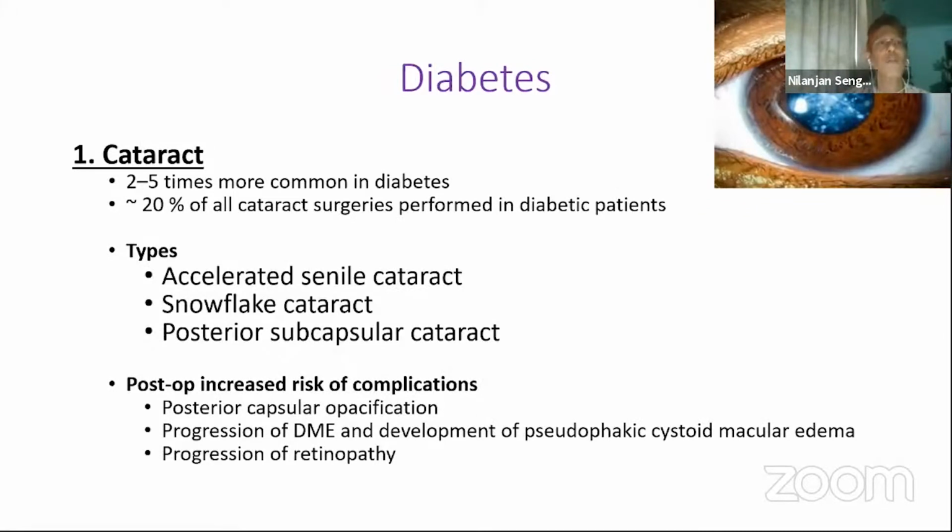So cataract is 2 to 5 times more common in patients with diabetes than without. And diabetic cataract may be of 3 types. The accelerated senile cataract that is common. We have patients with type 2 diabetes who develop senile cataract on an average a decade earlier than their non-diabetic counterparts. Especially in type 1 diabetes, periods of poor glycemic control are associated with snowflake cataract, which may be partially reversible with good glycemic control, and also there may be posterior subcapsular cataract.